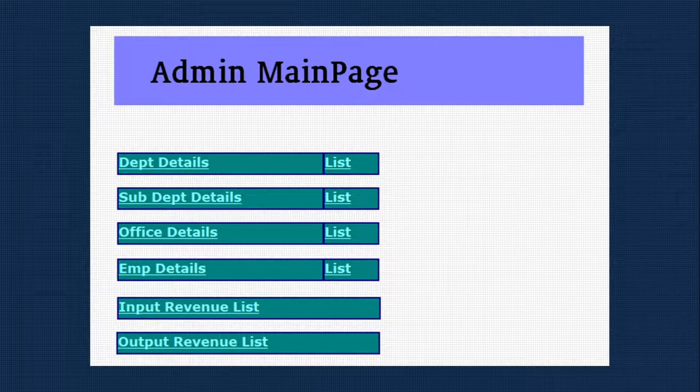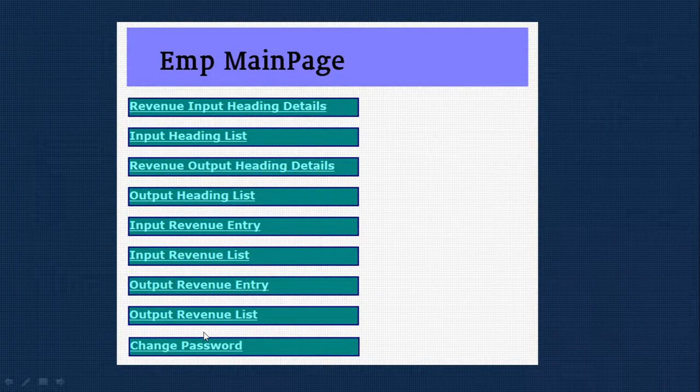In the case of admin, what options can we provide? Here you can provide department details and the corresponding list. List means whatever entries are done, the list has to come. Then sub department: this is the main department, and inside that there is a sub department. Then offices: this department will consider the different offices, and then employees in that particular office. Then they can enter the input revenue and the output revenue. If they enter the input revenue and output revenue, the admin can see the input revenue list and the output revenue list.